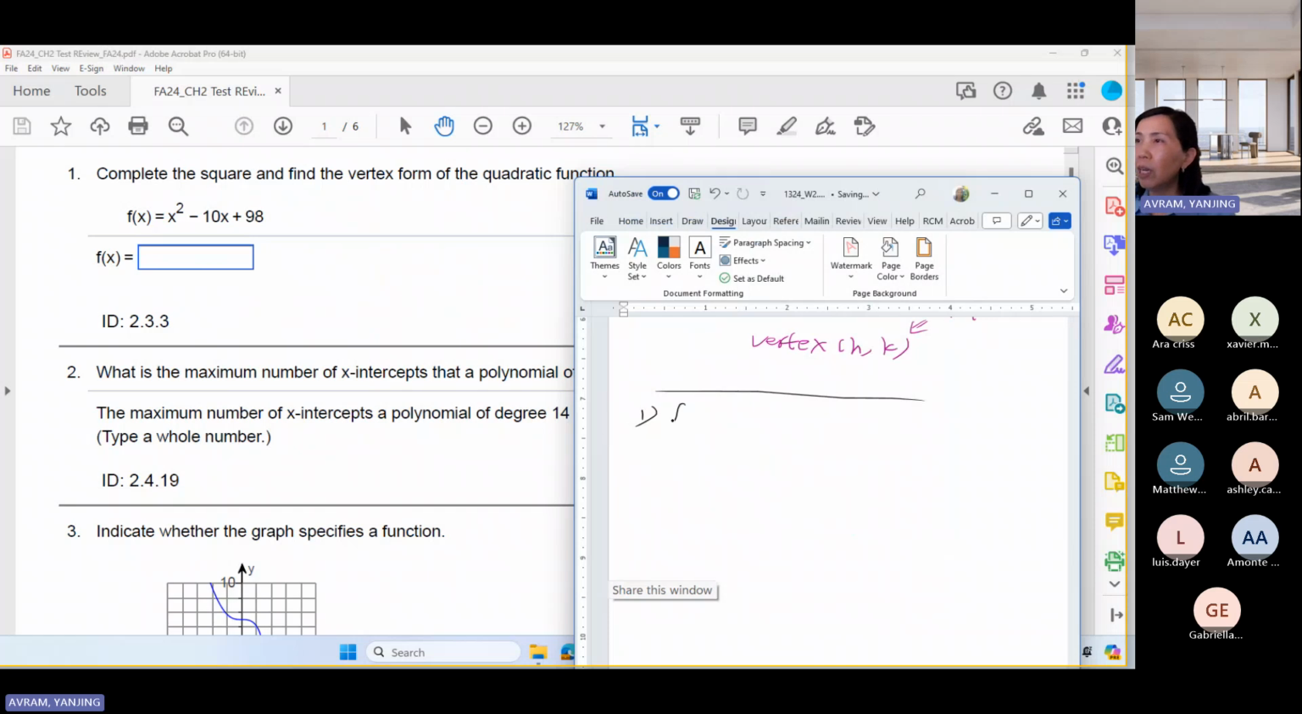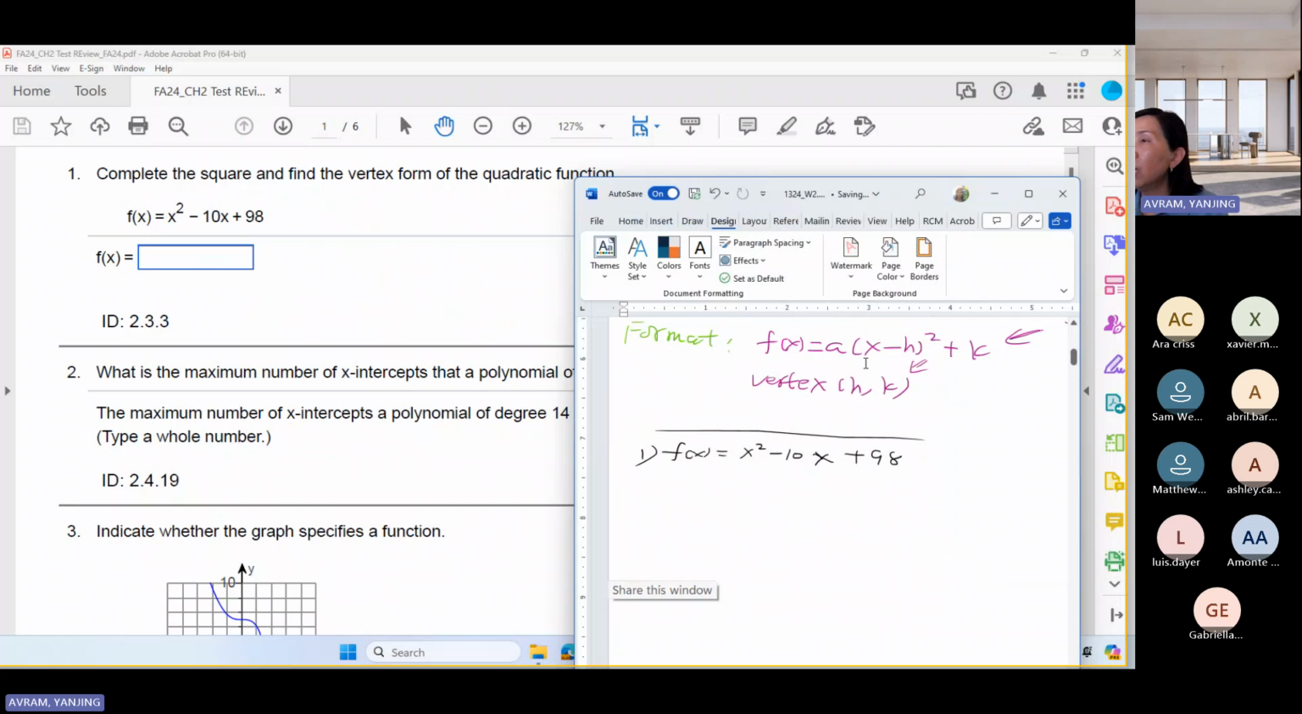We want to have f of x equal to x squared minus 10x plus 98, right? So I want to complete it into this form, okay? A times (x minus h) squared plus k. So that's called completing the square.